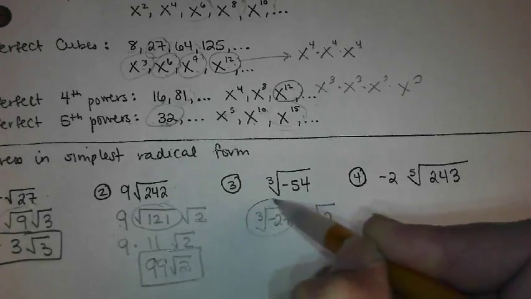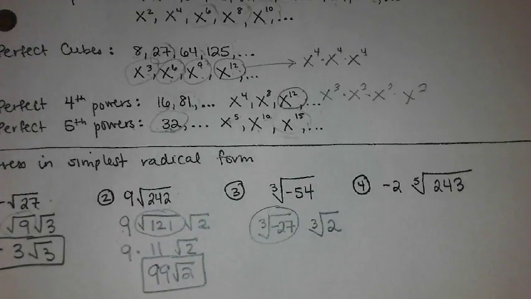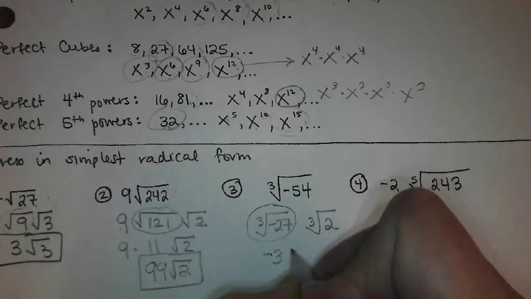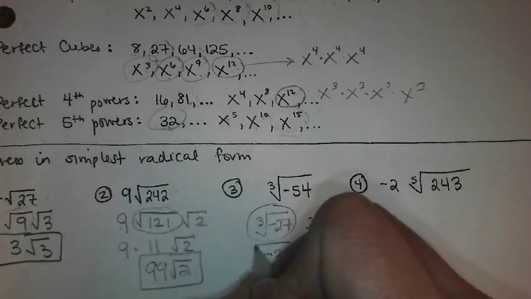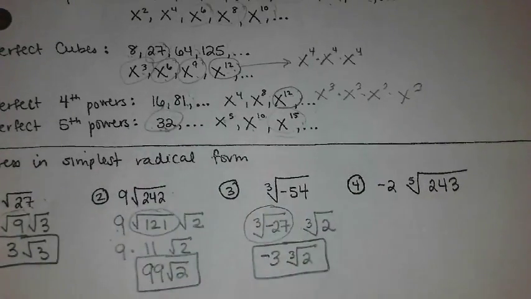Because what is the cubed root of negative 27? Negative 3, right? Negative 3 times negative 3 is 9, times another negative 3 would give us negative 27. So that's negative 3, and then just times the cubed root of 2. And that's your final answer.